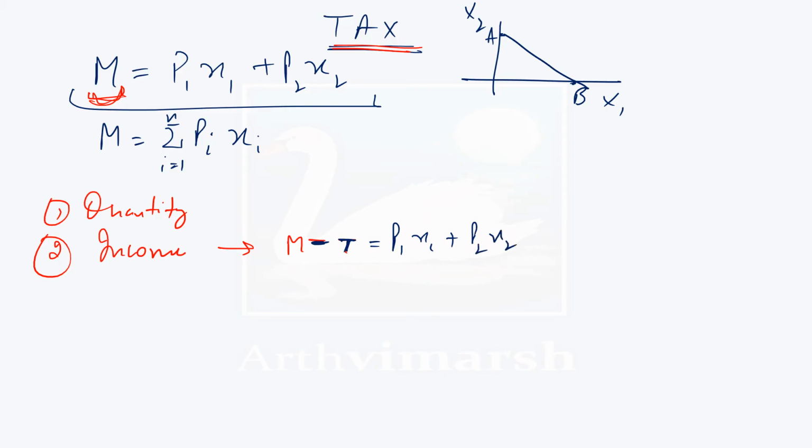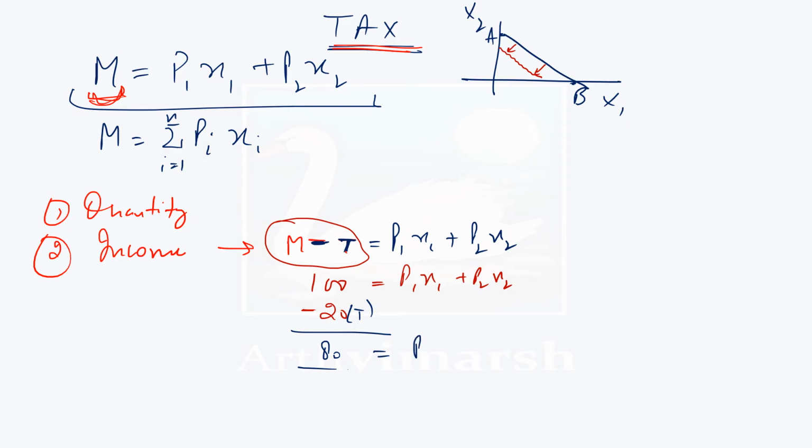Now your new budget line, what will happen to that? Obviously when you are being taxed, your M will shift inwards, because you're losing from your pocket. Initially, for instance, you had $100 to spend among these two goods. Now when you are being charged, say for example, 20, this is your T, you are only left with $80 to spend on the combination of x1 and x2. So in a way your budget line has shrunk back to A prime B prime. So this is the implication of income tax.